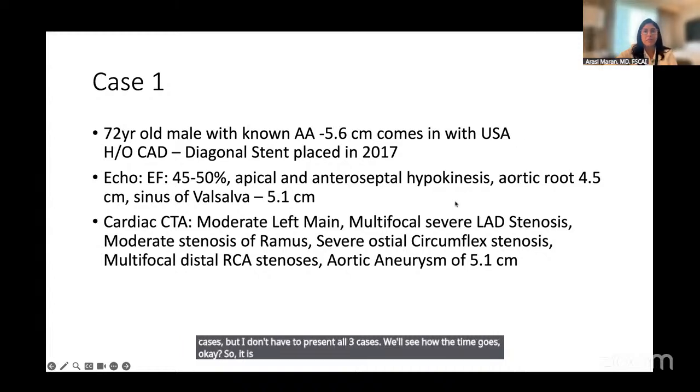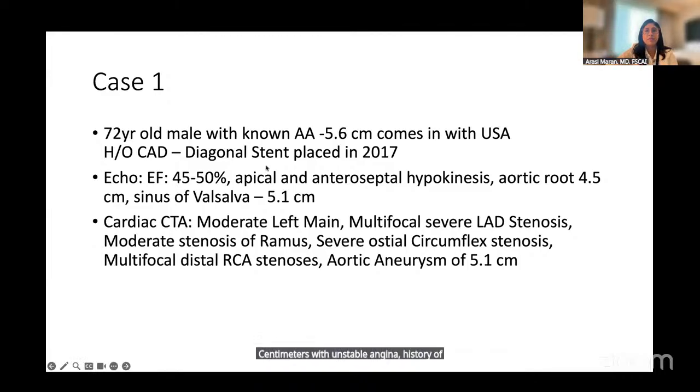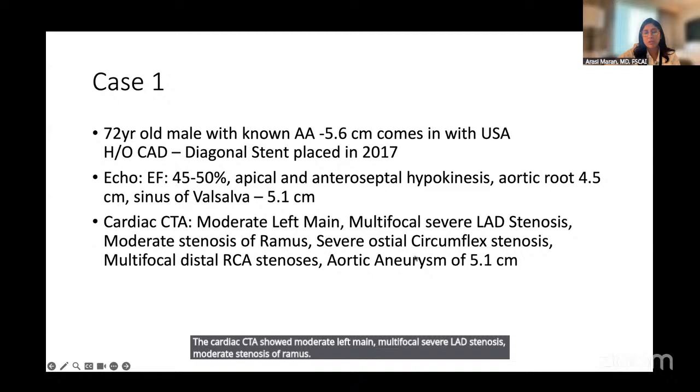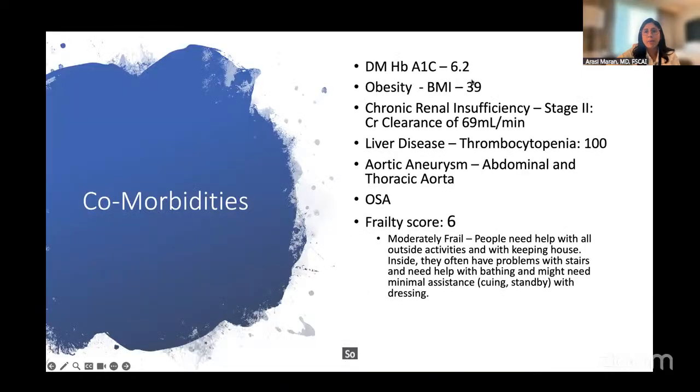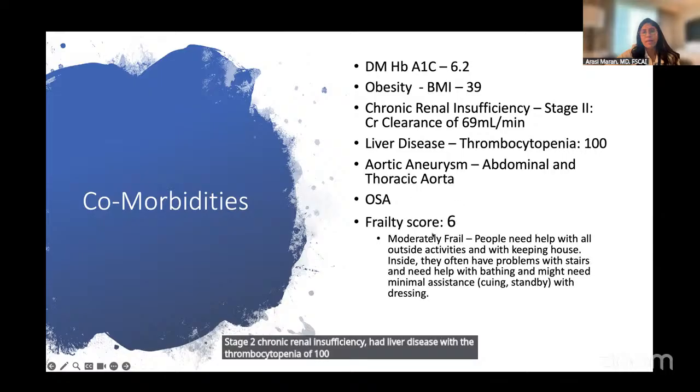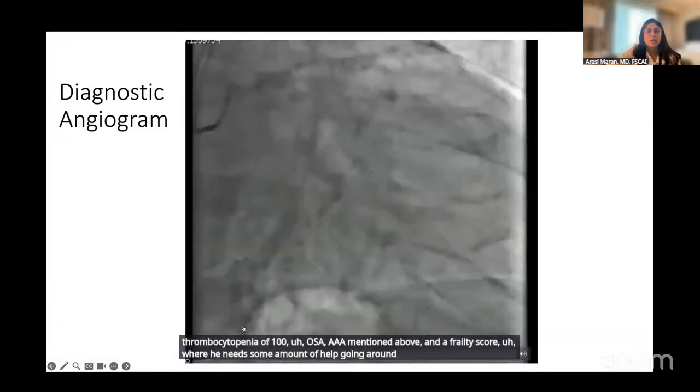It is a 72-year-old male with a history of aortic aneurysm, 5.6 centimeters, with unstable angina, and a diagonal stent placed in 2017. He has an EF of 45 to 50%, with apical and anteroseptal hypokinesis. His aortic root measures about 4.5, sinus of Valsalva 5.1 centimeters. The cardiac CTA showed moderate left main disease, multifocal severe LAD stenosis, moderate stenosis of the ramus, a severe circumflex ostial lesion, multifocal RCA disease, and aortic aneurysm of 5.1. Hemoglobin A1C was 6.2, BMI of 39, stage 2 chronic renal insufficiency, liver disease with thrombocytopenia of 100, OSA, AAA mentioned above, and a frailty score where he needs some help going around the house.